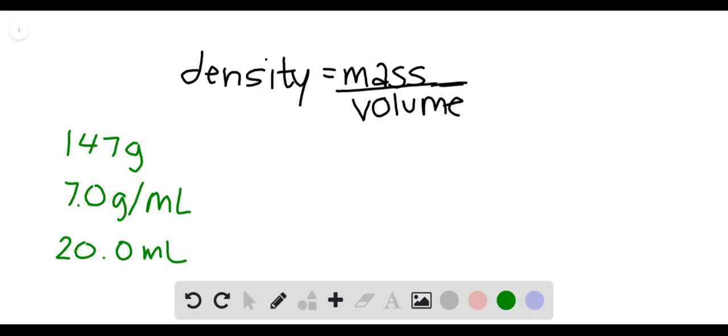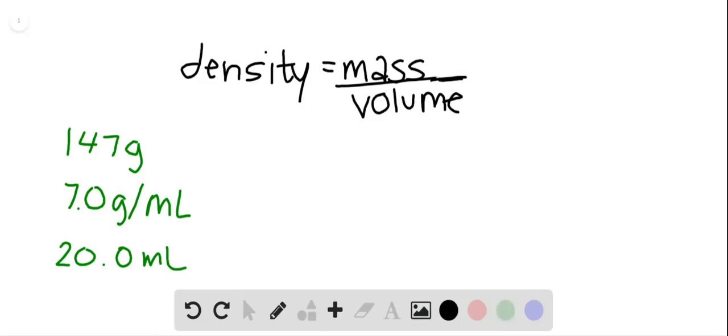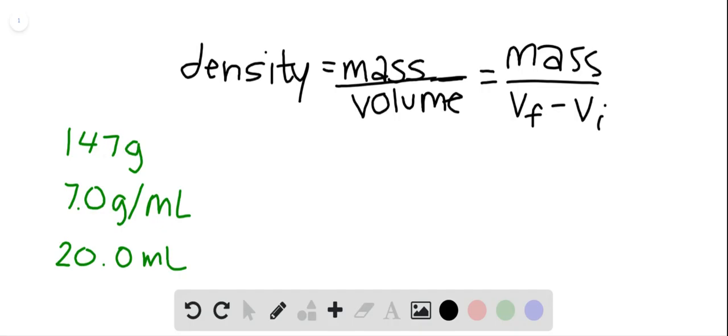Okay, so the first thing we have to understand is that this is a density problem. Anytime we're working with grams, cubic centimeters, and milliliters all together in the same place, we're talking about density. So density is equal to mass divided by volume. You can take this a step further and write that density is actually equal to mass divided by the final volume minus the initial volume.